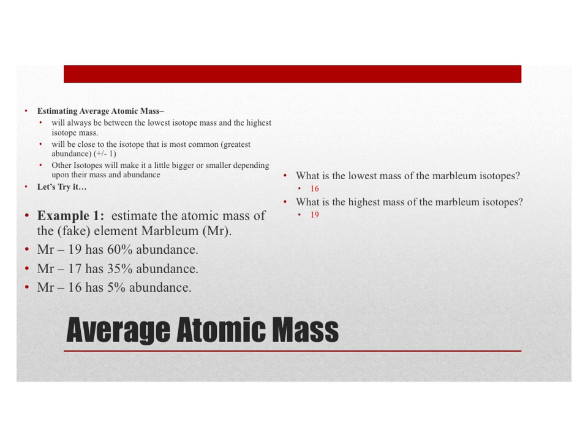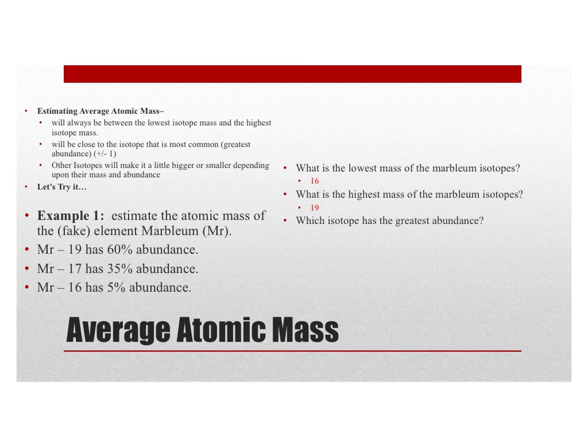Okay, so at this point we know that our average atomic mass is going to be somewhere between 16 and 19. Now we can get it even closer than that by figuring out which isotope has the greatest abundance. Okay, so 60%, 35%, 5%, obviously it is this one. So we know that it's going to be between 16 and 19, and it's going to be very close to 19. Well, that means that it's going to either be 19 or a little bit less than that.